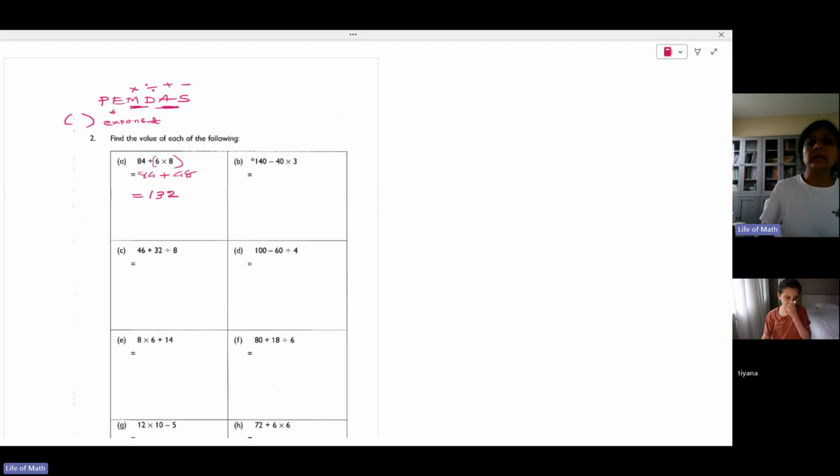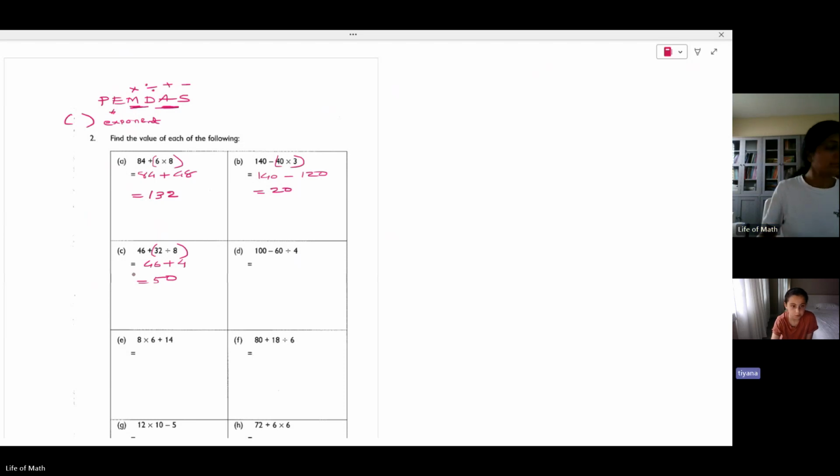140 minus 40 times 3. Multiplication first. So put a parenthesis around 40 times 3. I said put a parenthesis around 40 times 3. Keep your pencil in your hand. 140 minus 120 equals 20. Next one. 46 plus 32 divided by 8. Division first. So create a parenthesis around 32 divided by 8. 46 plus 4. And that is 50.